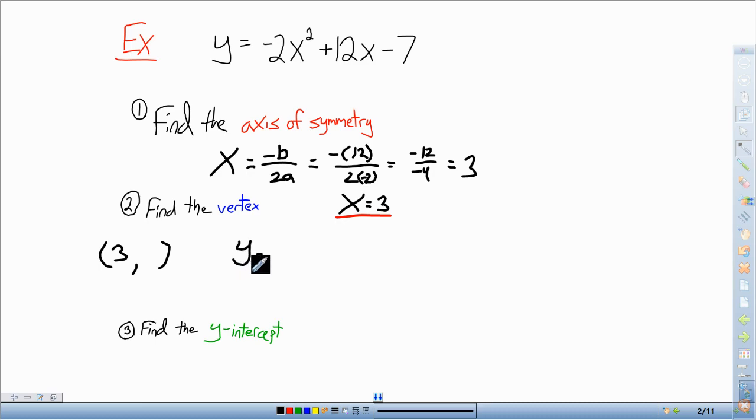So I'm going to say y equals negative 2 times x squared plus 12x minus 7. I'm just leaving spots to plug in x, and we just figured out that x is 3.